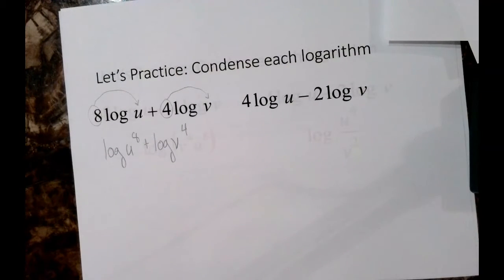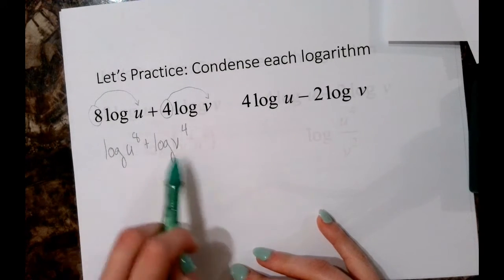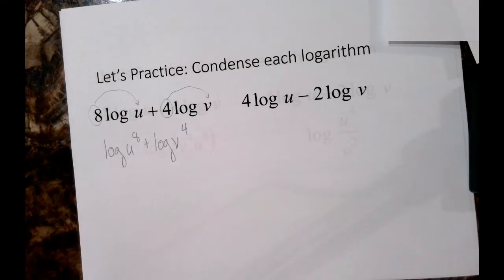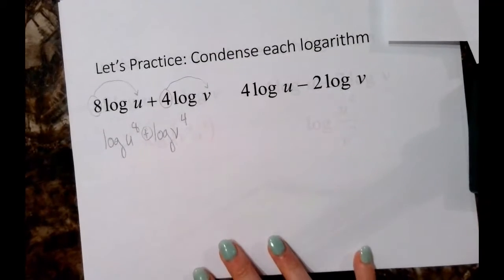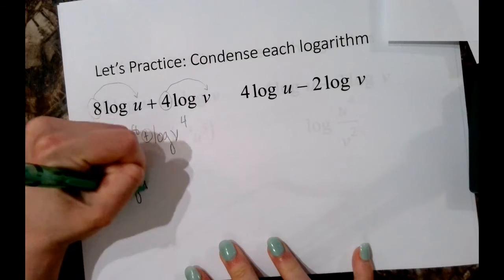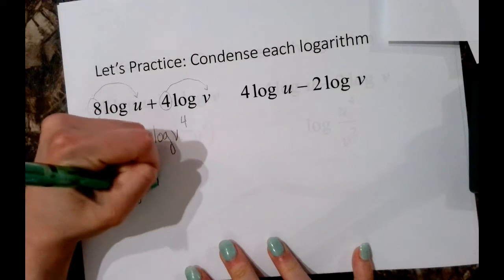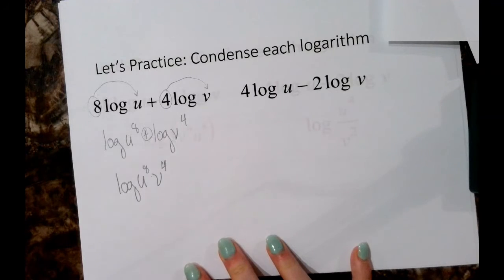Now, we can only combine two logs into multiplication or division if and only if the log bases are the same. So looking here, standard base, standard base. So I can combine these two pieces using multiplication because they have addition happening. So we'll have log of u to the 8th times v to the 4th. And that's it.